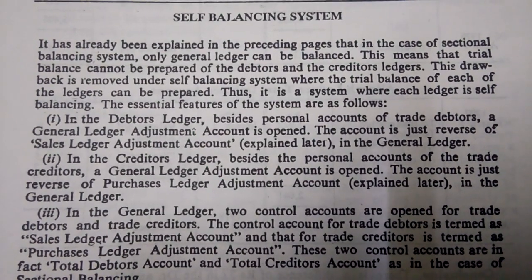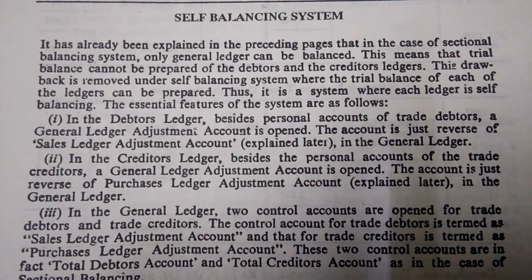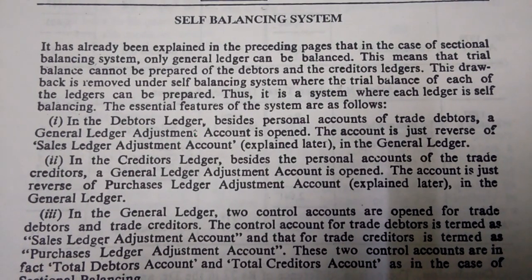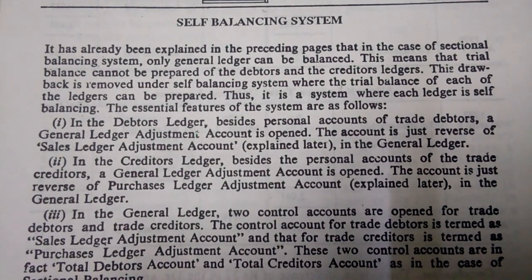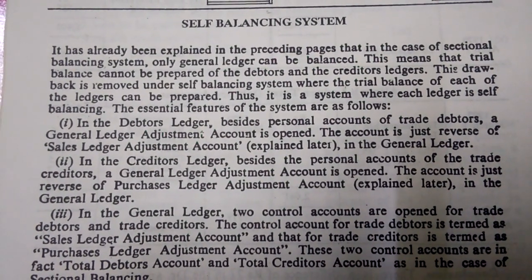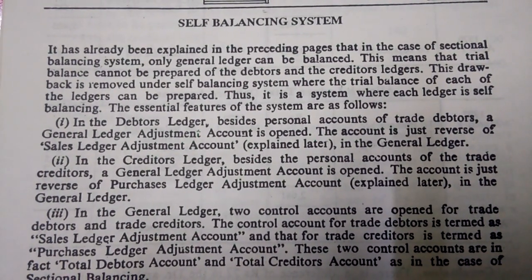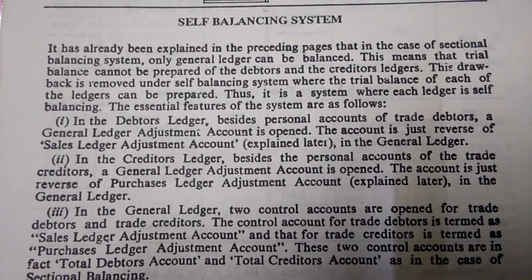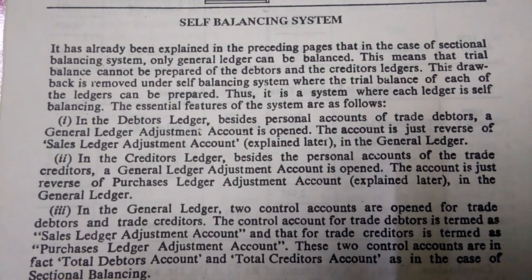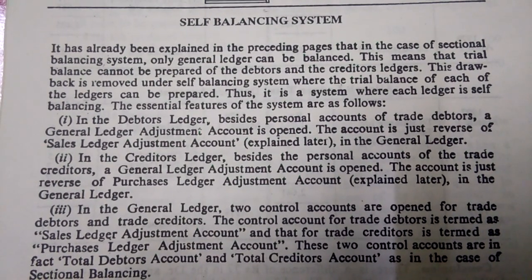Hi viewers, in this video we are presenting the self-balancing system for JAO purpose. In the previous video we already presented the sectional balancing system. In the sectional balancing system only one ledger can be balanced.